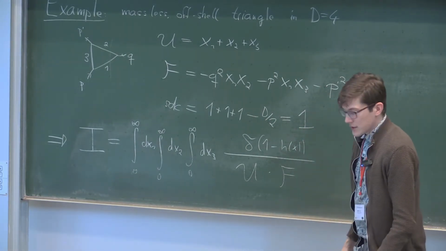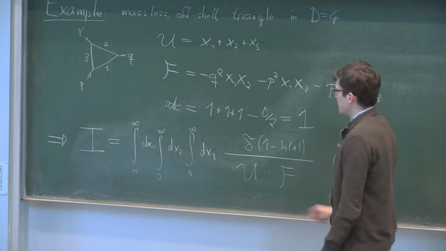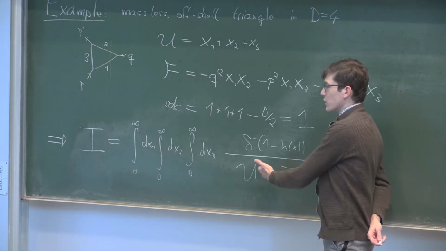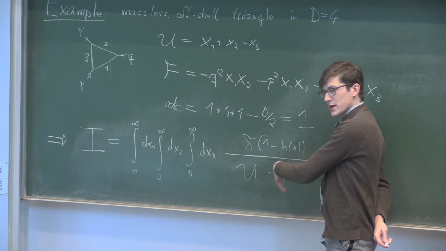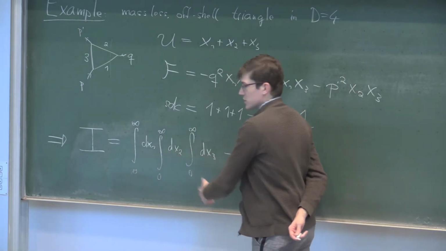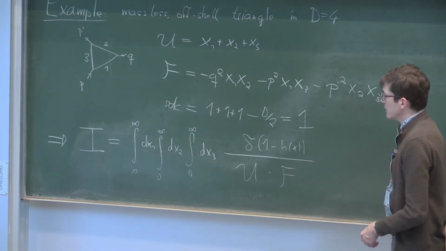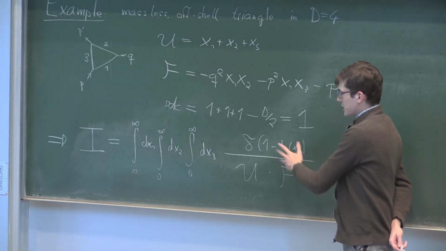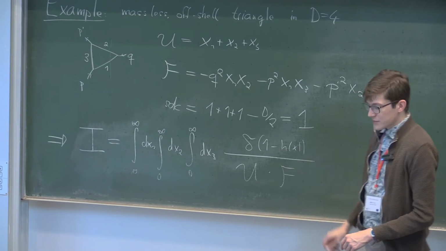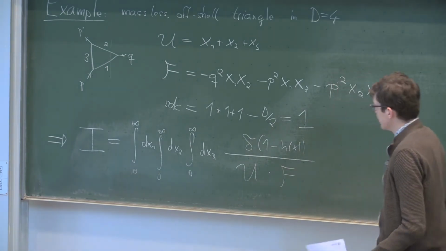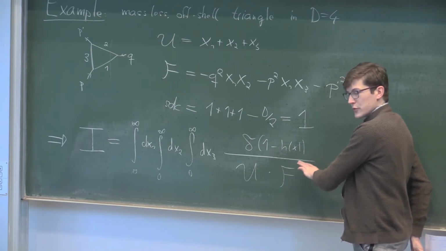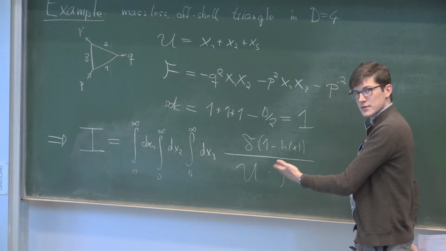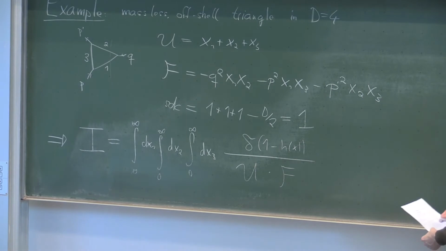I mean, one way to check that you get the right result is the following. Well, first of all, it has to be homogeneous. So U is linear, F is quadratic, so the denominator is cubic, and you have also 3 integrations. So overall, the thing is projective. If it weren't projective, the delta function wouldn't make sense. So that's a good sanity check. And the sum of all the exponents in the denominator has to be half of the dimensions. So with 2 polynomials, 2 is half of 4 dimensions. So this is the right representation.